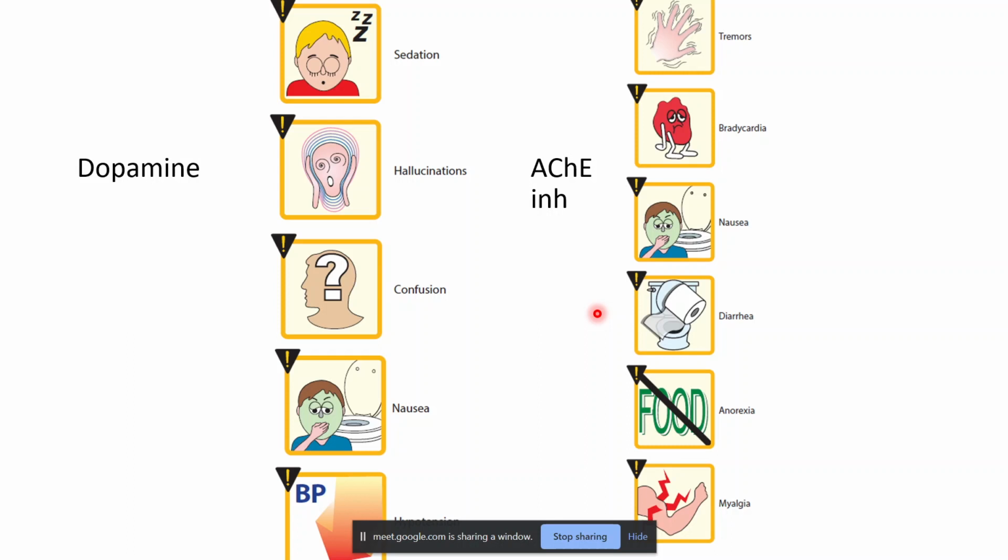So the side effects of the dopamine agonists: sedation, nausea, blood pressure decrease, confusion, and hallucinations, especially hallucinations when sleeping, nightmares, very scary. So this looks like an alien.